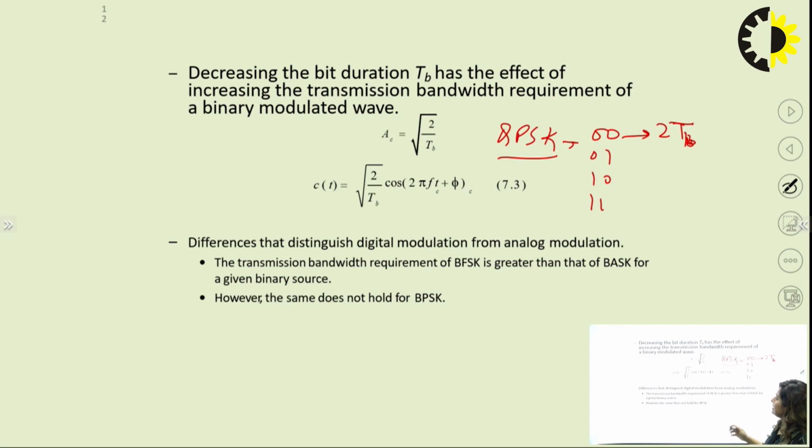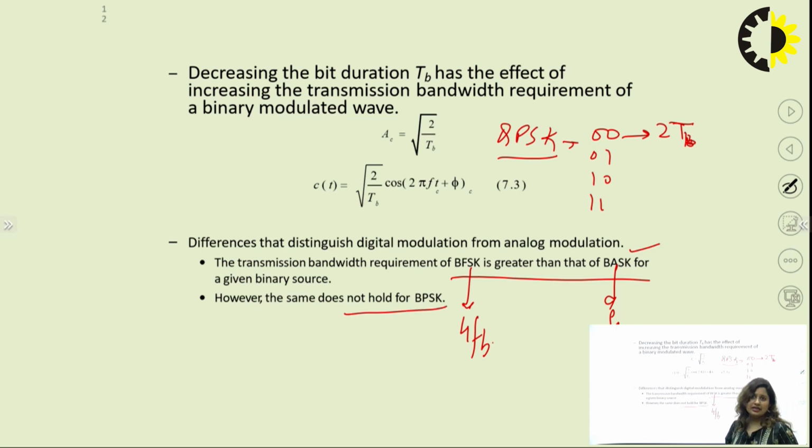The difference that distinguishes digital modulation from analog modulation: the transmission bandwidth requirement of BFSK is greater than that of BASK. Obviously BFSK has a bandwidth of around 4FB and ASK has a bandwidth of around FB. However, the same does not hold for BPSK. For BPSK the bandwidth is around 2FB while ASK is around FB. So in the case of BPSK we have a lesser difference between BPSK and ASK as compared to BFSK and ASK.